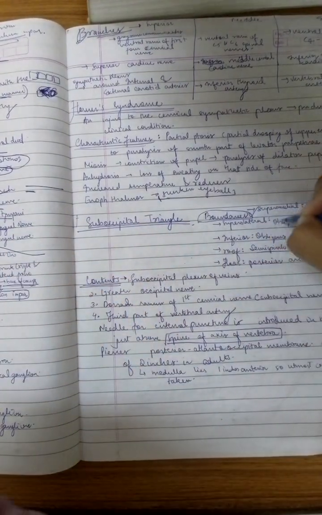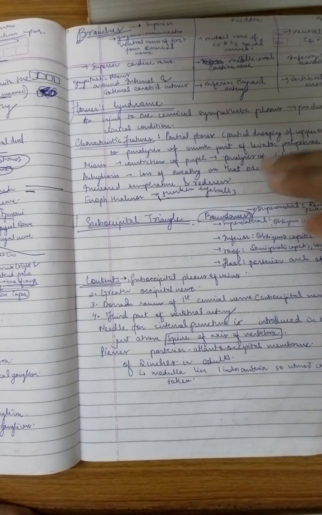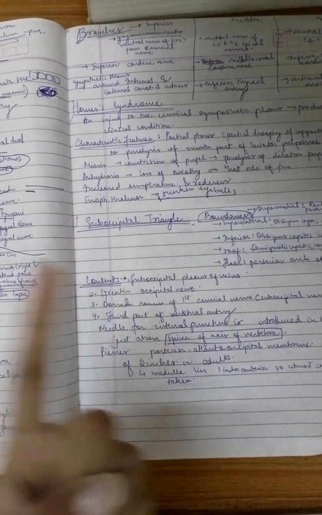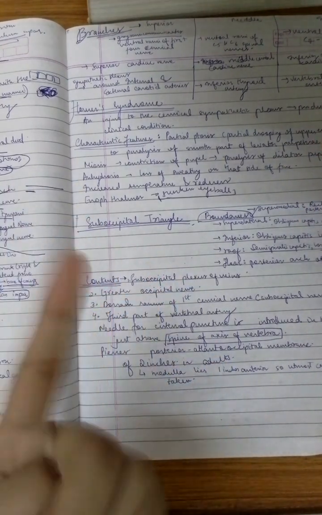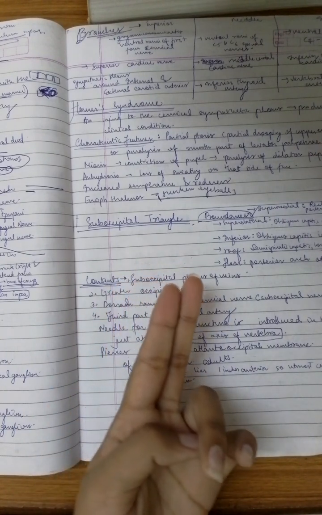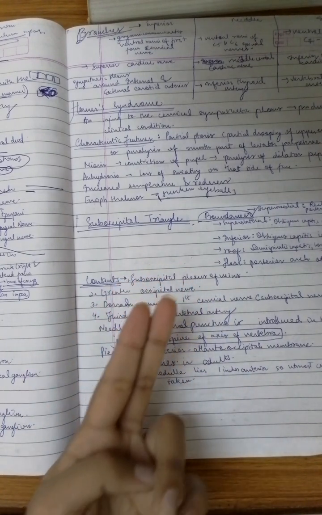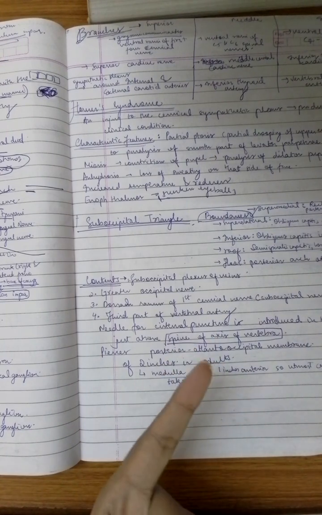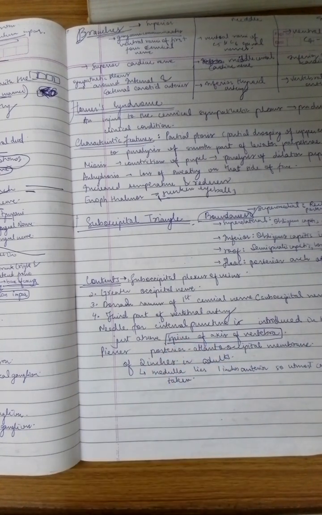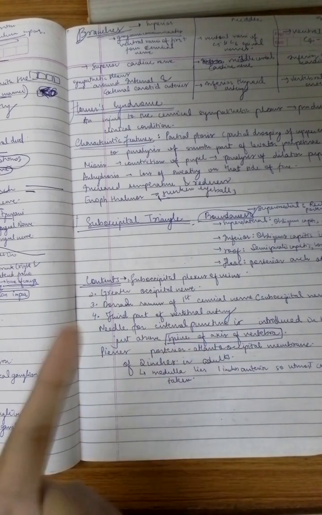So the boundaries are superior, laterally. You need to remember the muscles. There are 4 muscles: rectus capitis posterior major, minor, and obliquus capitis superior, inferior. Rectus capitis posterior major, minor, and then obliquus capitis superior and inferior.